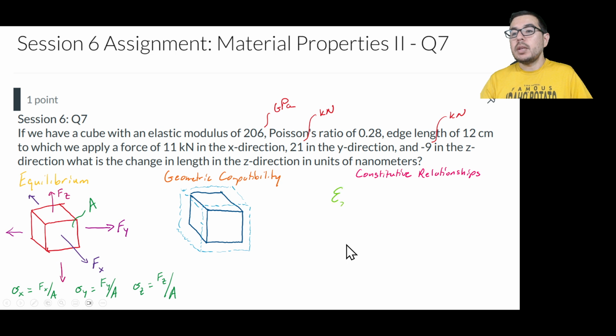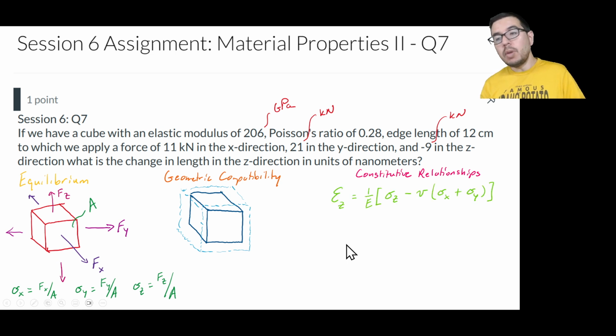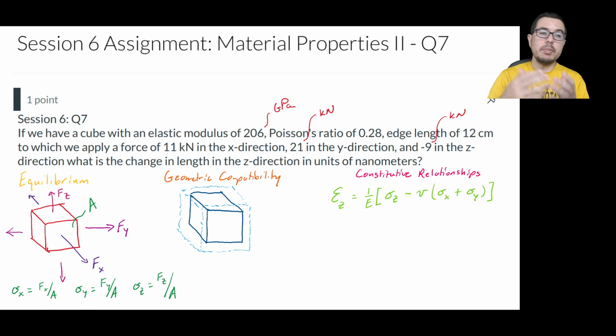What about an appropriate constitutive relationship? Well, here we go. We can write epsilon x, epsilon y in terms of these normal stresses and the Poisson ratio and elastic modulus. I haven't read them all out here, but this is the one that's going to be of concern to us because we're interested in seeing what the change in length in the z direction might be.